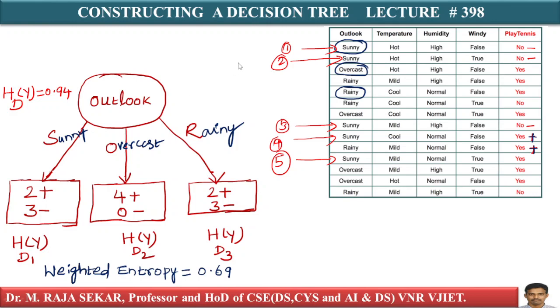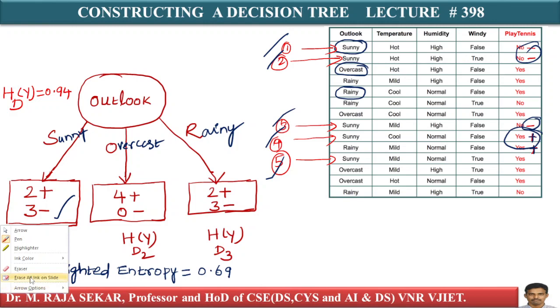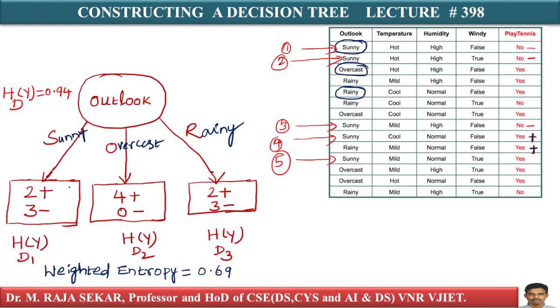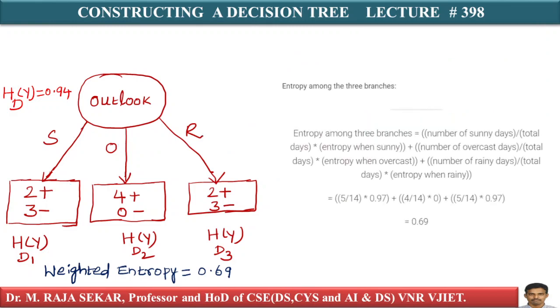For example, Outlook has the value sunny. How many possible values are there for sunny? 1, 2, 3, 4, 5 values, among which some are positive and some negative. For sunny, positive means yes, negative means no. You can find 2 positive points and 3 negative points. In a similar manner, for overcast you can find 4 positive points and 0 negative points. For rainy, you can find 2 positive points and 3 negative points.